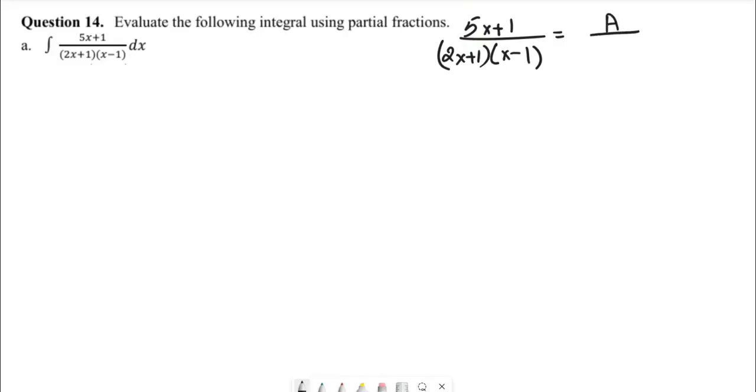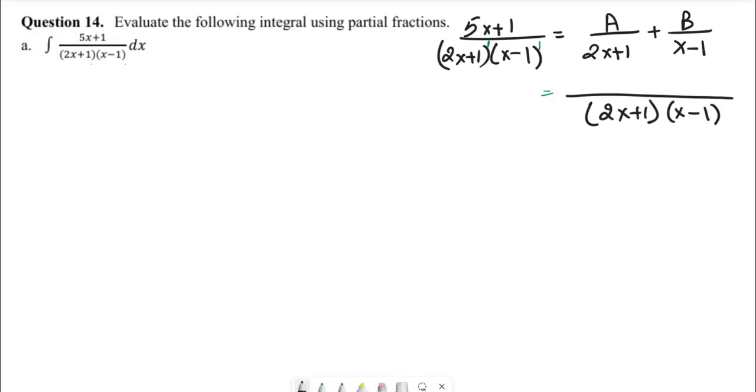Therefore, for each linear factor, we will get one fraction: A by (2x + 1) plus B by (x - 1). If the denominator has linear factors that are non-repeating, that means their power is only 1. So for each linear factor, we get one fraction. So find the common denominator.